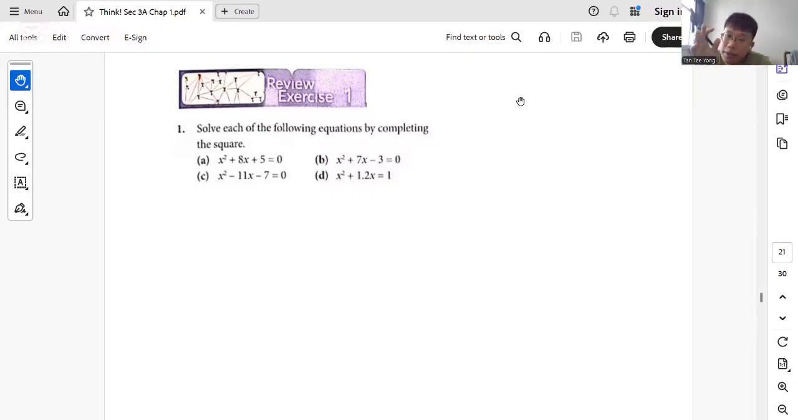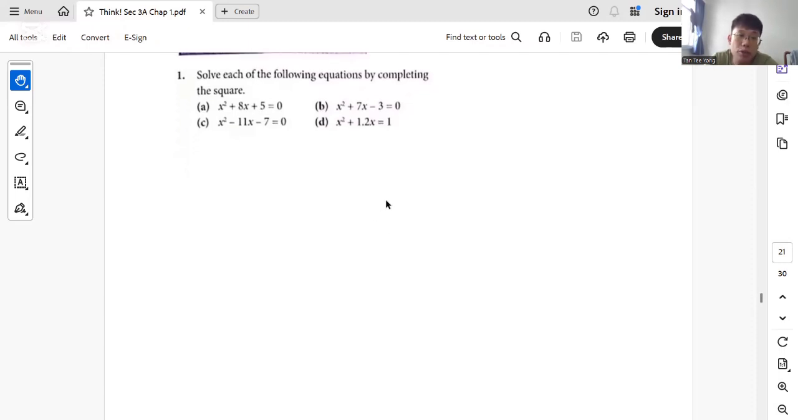Okay, so I'll do question one, but not all the parts. Okay, let's solve. Solve each of the following equations by completing the square. That means we've got to transform, change the equation to the completed square form before we solve, right?